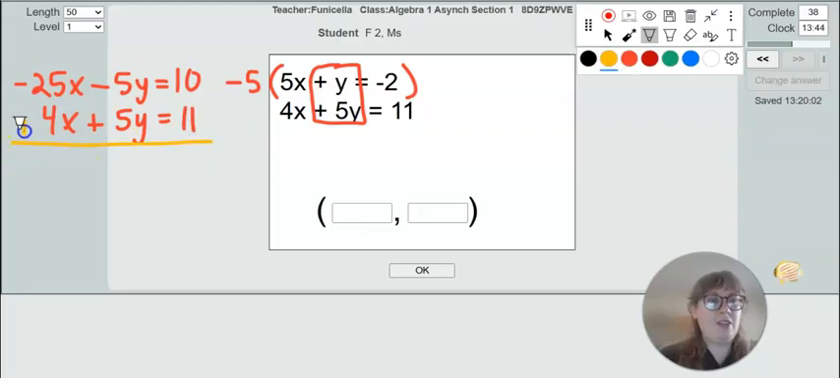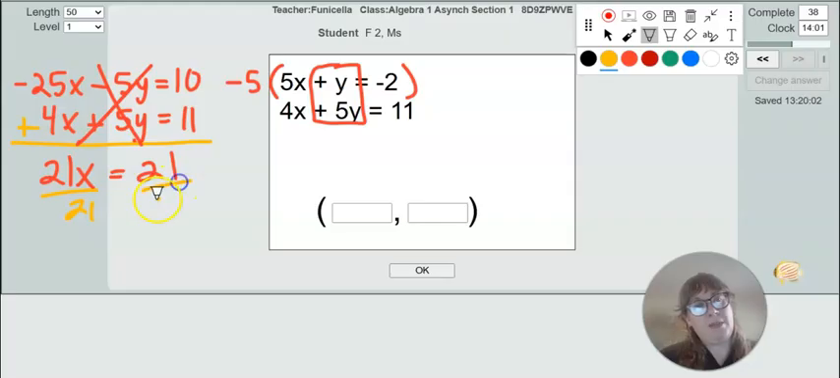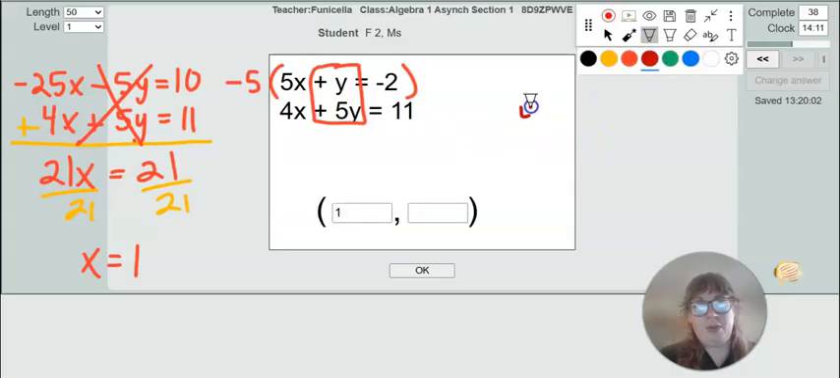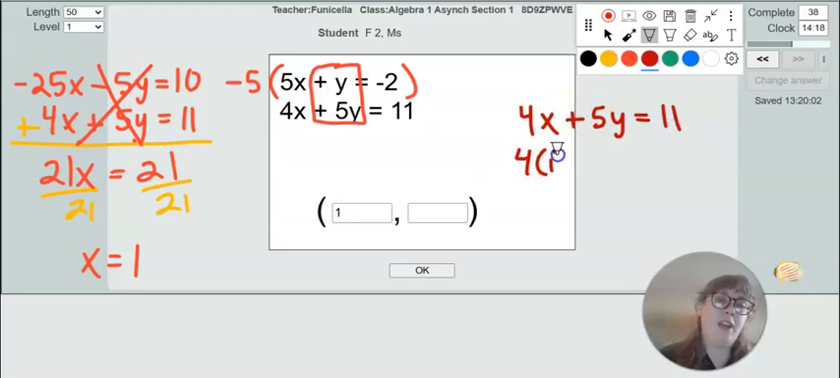When we add these two equations, negative 25x plus 4x is a negative 21x. Negative 5y plus 5y cancels, and that equals 21. So we divide both sides by 21 to get x alone, and we get x equals 1. Perfect. And then I choose either equation. For this one, I'll choose the second equation, 4x plus 5y equals 11. And I'm plugging in 1 for x.